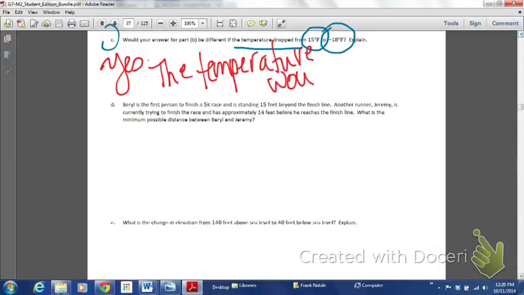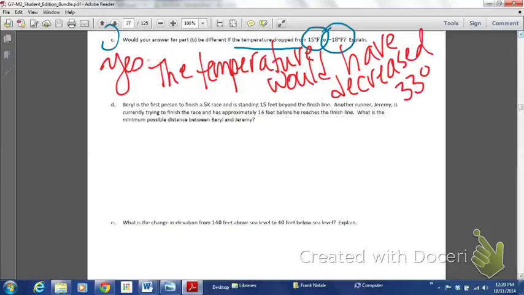It would have decreased 33 degrees. Very, very important to make that distinction.